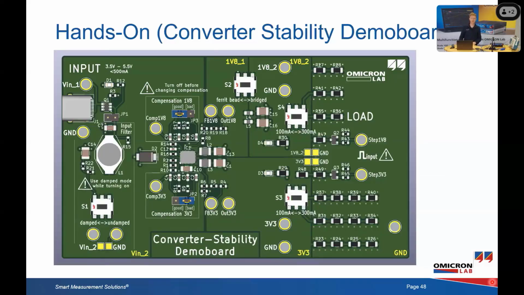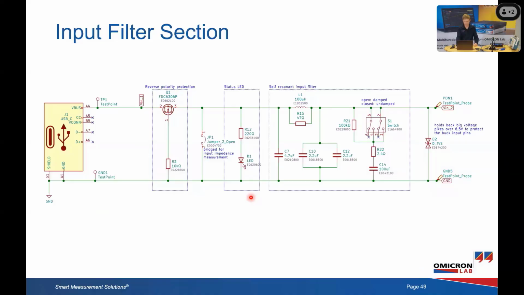a demo board. I have here the converter stability demo board that employs a dual buck converter. So we have 5 volts input. We have an input filter stage where we can add or remove the damping of the input filter. And then we have a 1.8 volt and a 3.3 volt output and a load for each of these converters. I'm currently connected to the 3.3 volt converter that also features a ferrite bead in the output, and you can see that later. So the input filter has some polarity protection and LED and some damping.